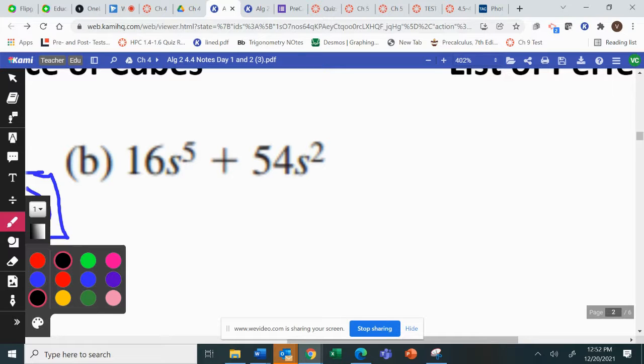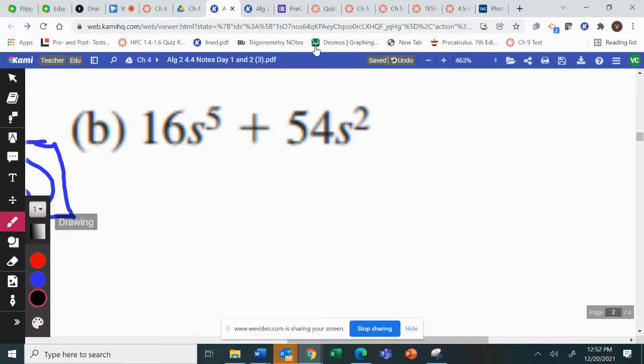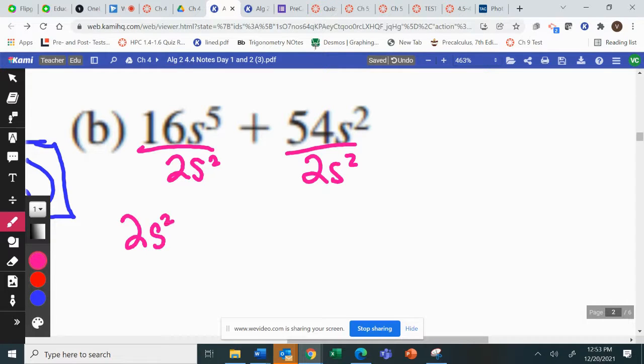Oh, yeah, our first step of factoring always. Greatest common factor. What is it? S to the second. Is there any numbers? Is it only letters, or does any number go into both of those? Yeah, they're even. So definitely 2, maybe higher, but for sure 2. So I'm going to take out that greatest common factor, and I'll have left over 8 s to the third plus 27.